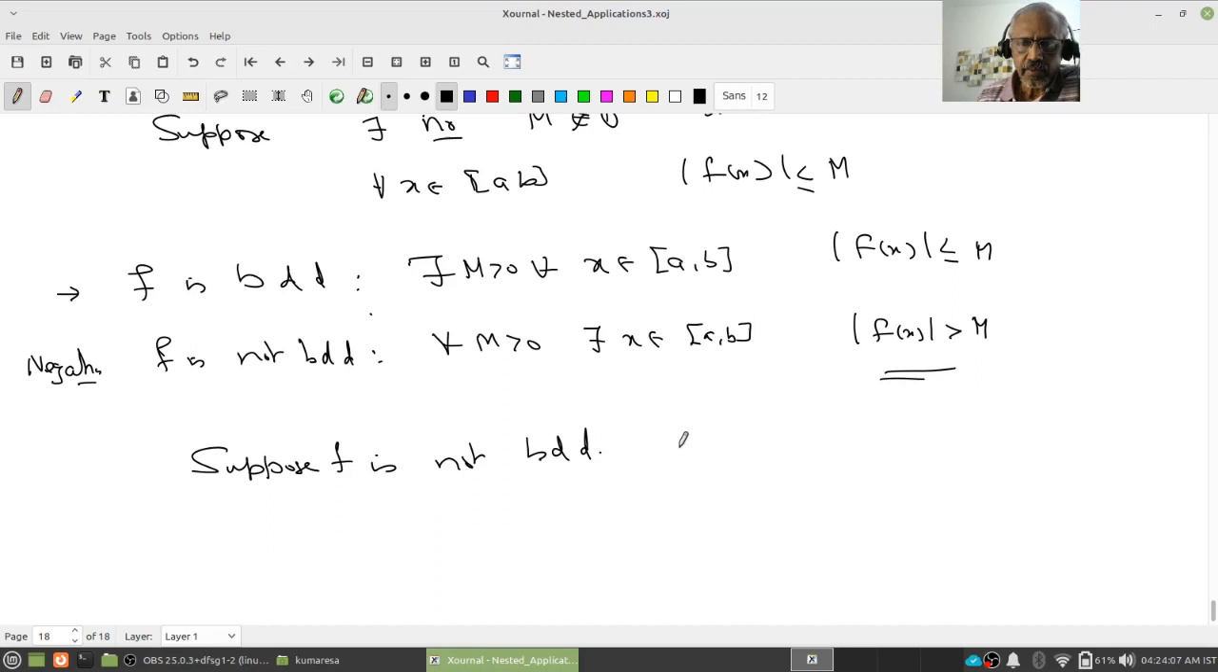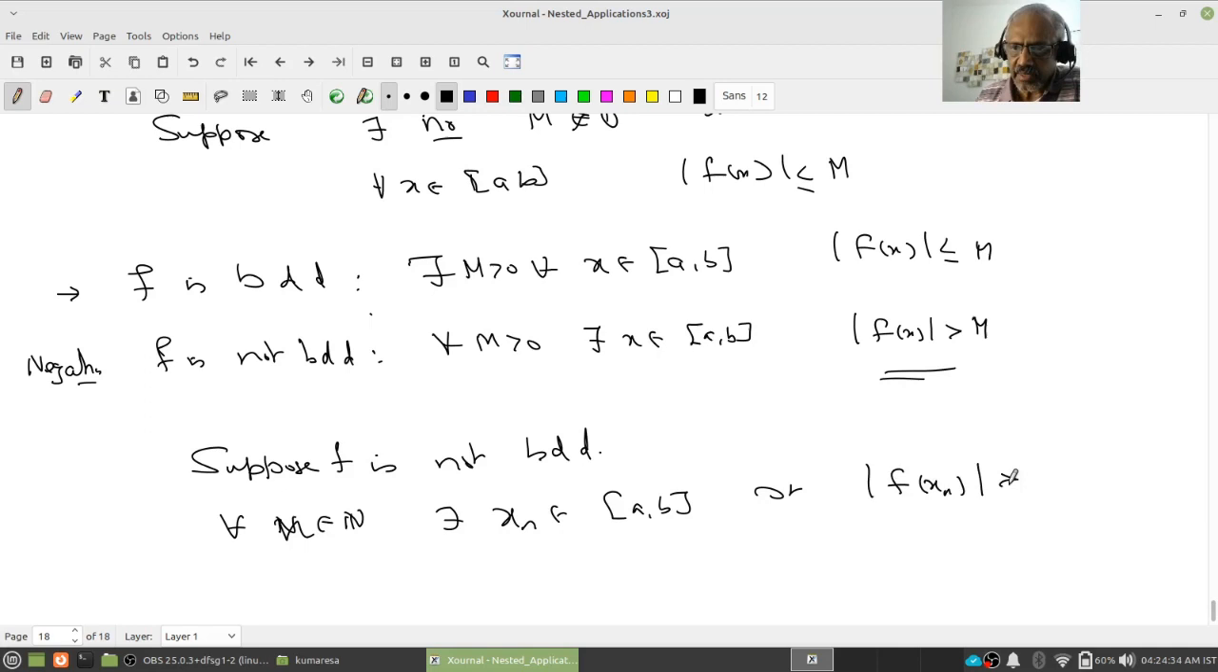Okay, right, then I claim for every natural number n, okay, what do I know? Go through this. For every natural number n, n is positive, therefore there exists, and let me write a small n, there is x_n in [a,b] so that |f(x_n)| is greater than n. Yeah?